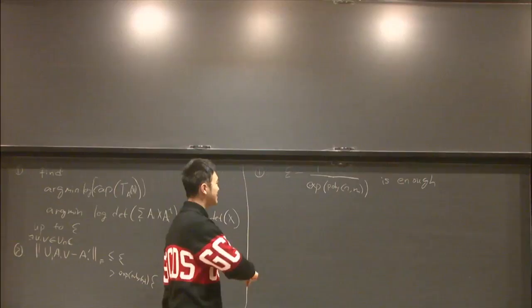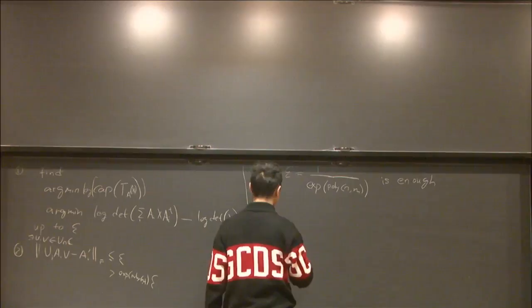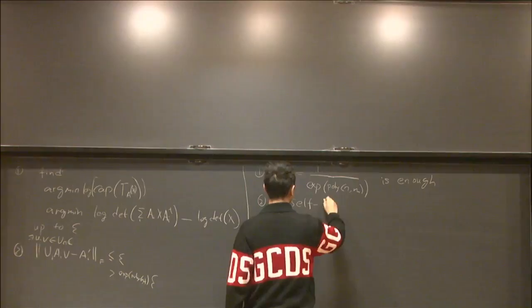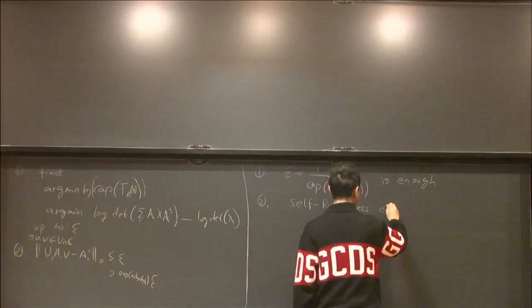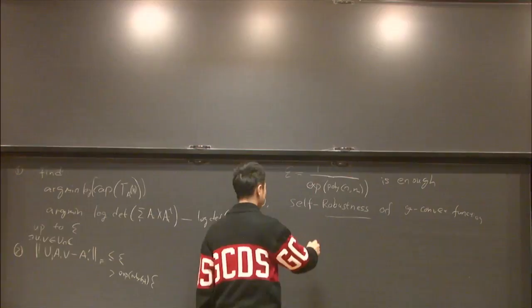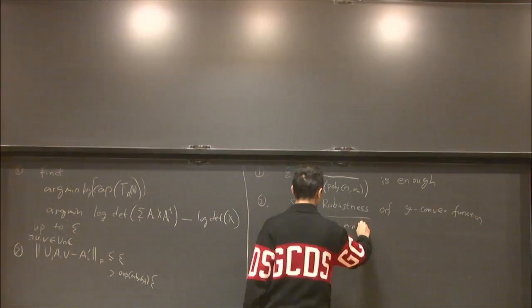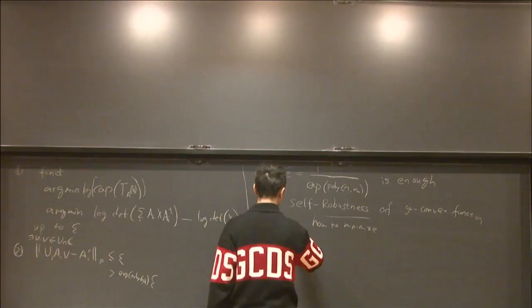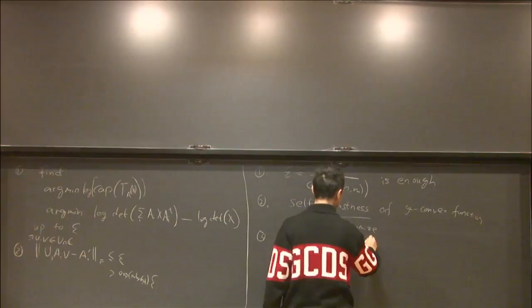And then I will show what is the self-robustness of a geodesic convex function. And there is a general theorem of how to minimize a self-robust function. And then I will prove why this log of the capacity is G-convex and self-robust.